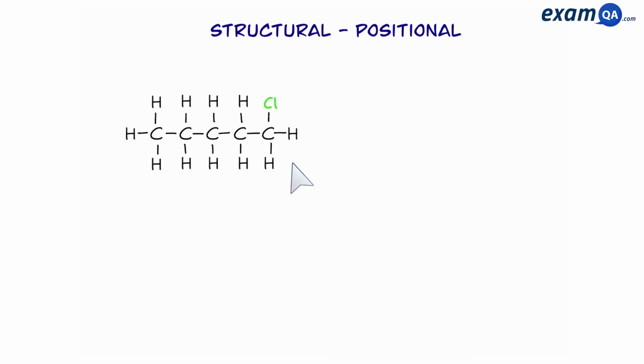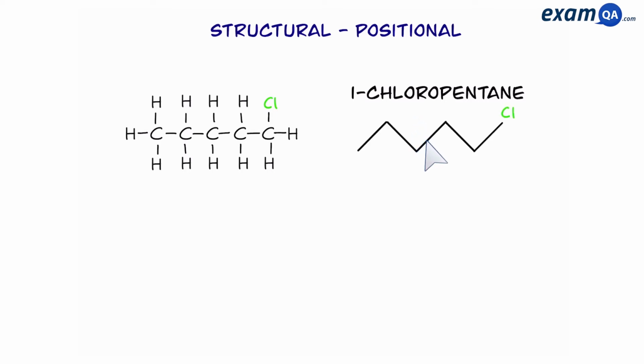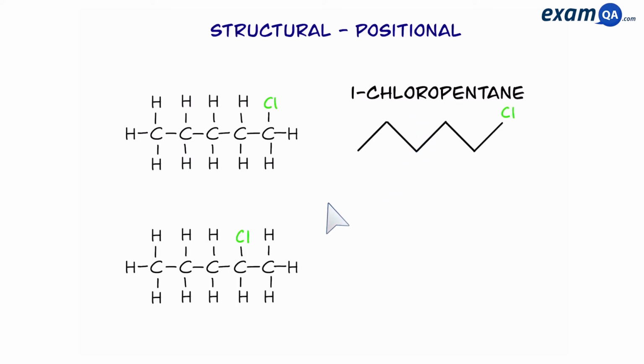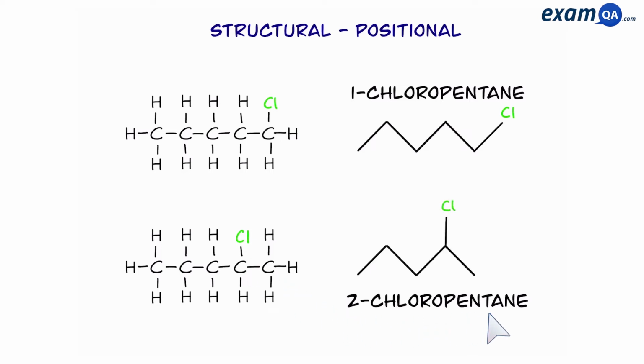Let's move on to positional. So here we have chloropentane, or we could say 1-chloropentane, and this is the skeletal formula. Now we've moved it along to the second carbon, so we have 2-chloropentane, and this is the skeletal formula. So again, they both have the same molecular formula, and they also have the same chain length, 5 connected carbons in a row. However, what is different is that we've moved the position of the functional group. In this case, the halogen has moved from carbon 1 to carbon 2.